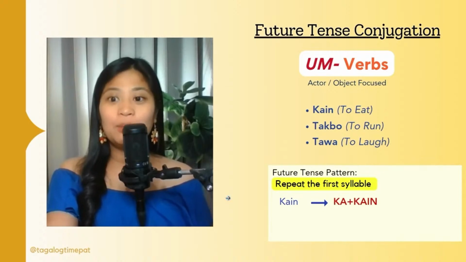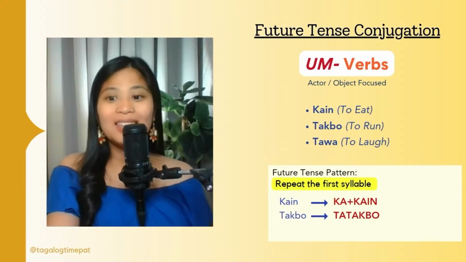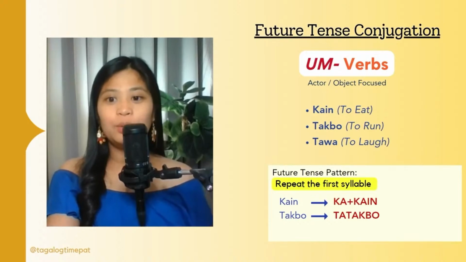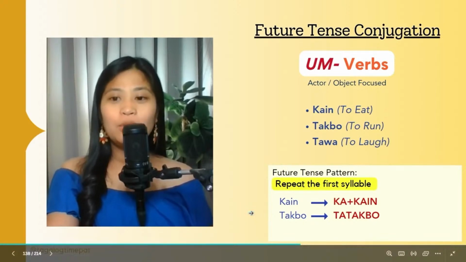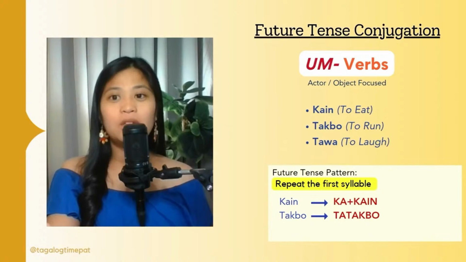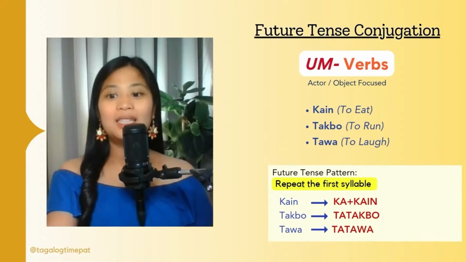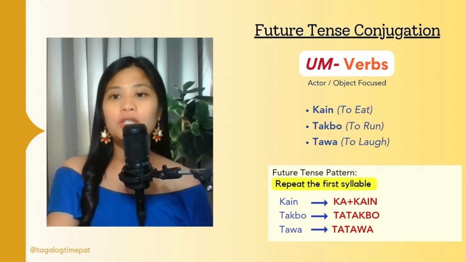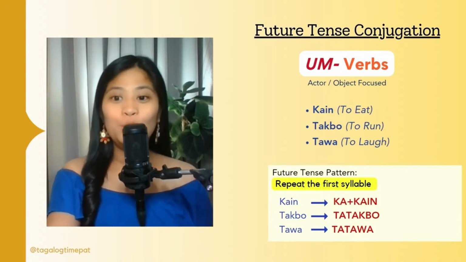You just simply repeat the first syllable. So let's take a look at takbo, which means to run. Takbo in the future tense becomes tatakbo. Tatakbo sila, they will run. Again, you're just repeating the first syllable. You give it a try. What do you think? Tawa, to laugh, will be in the future tense. All right, tawa will be tatawa. Tatawa sila, they will laugh. So you're just repeating the first syllable for the future tense conjugation of verbs. Very interesting. They just dropped the infix altogether.